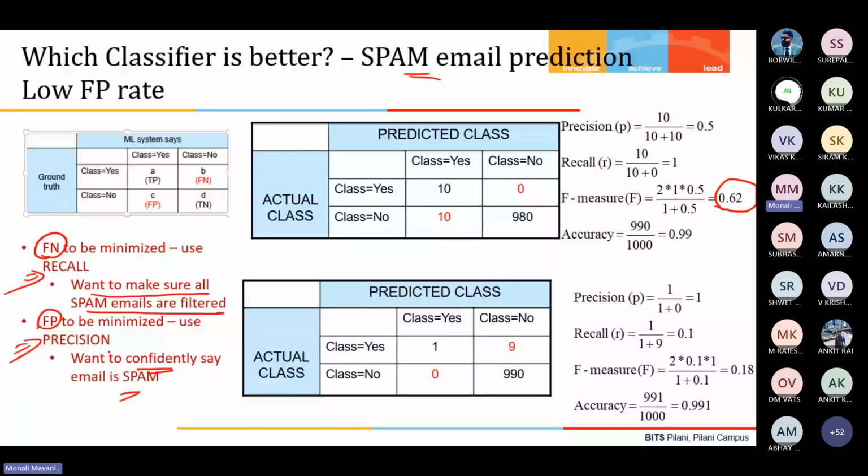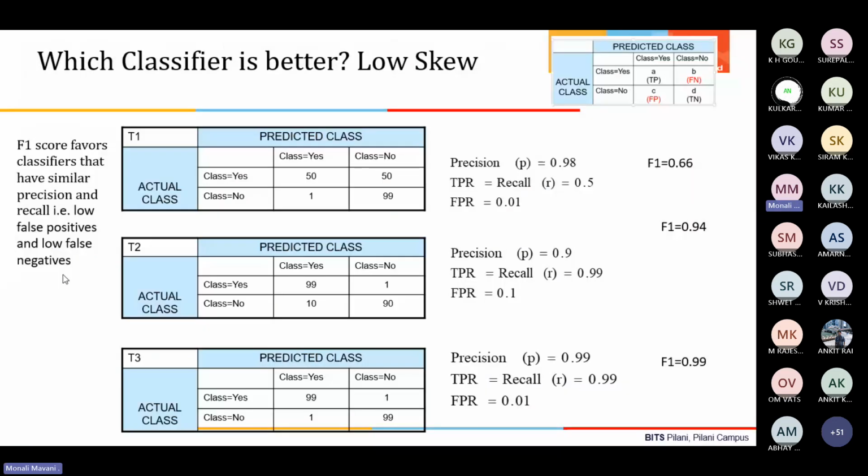So what is the takeaway? Without domain knowledge, you can look at the F measure and pick the higher F measure. With domain knowledge, by clarifying what your business objective is, you can decide whether to look at the high precision model or the high recall model. Okay, is this clear? So I'll go ahead with some more on the importance of the F measure.